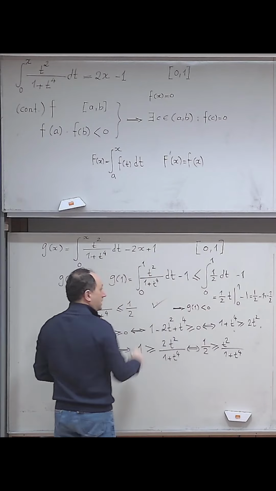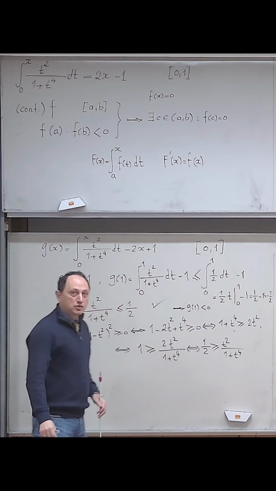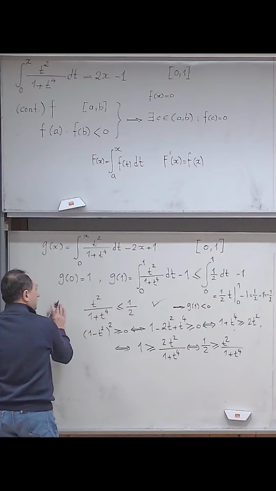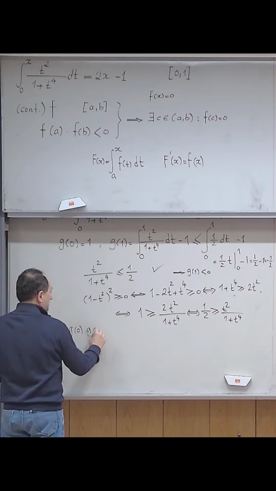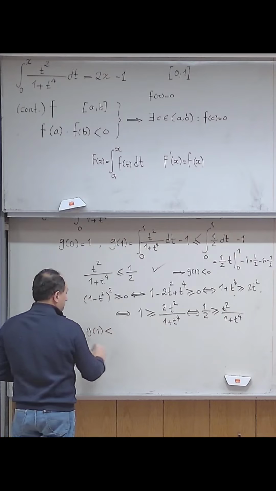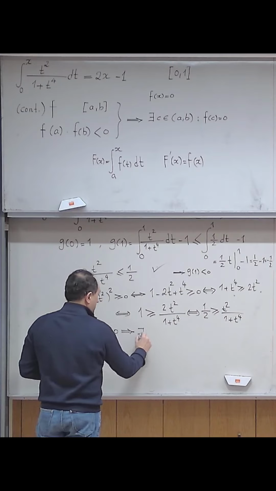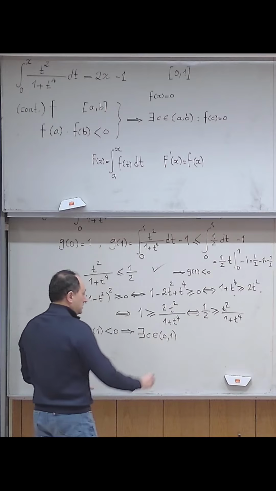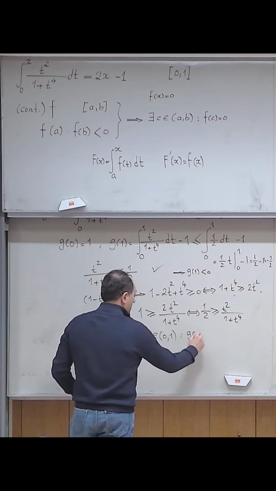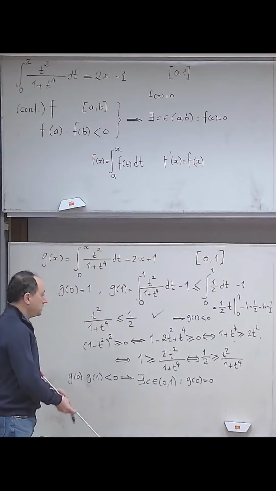We don't know the exact value, but we know that this is at most minus 1/2, so this means it is negative. So anyway, I have g of 0 multiplied by g of 1 is less than 0. So this means that there exists a c within the open interval 0 and 1 such that g of c is 0. Okay? Well, what does it mean?